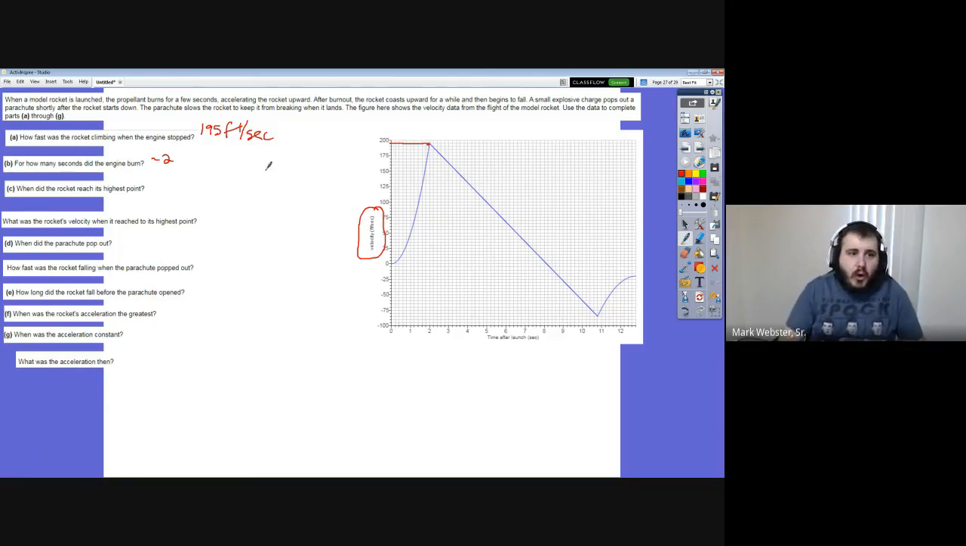So again, where's the highest point? Where velocity is zero. I'm going to do my best here, but it looks like it's something like 8.1-ish. Because basically here, it goes zoop, and then the rocket dies on him. And then it's coasting. And after 8.1 seconds, it hits the top of that arc, and then it starts to fall.